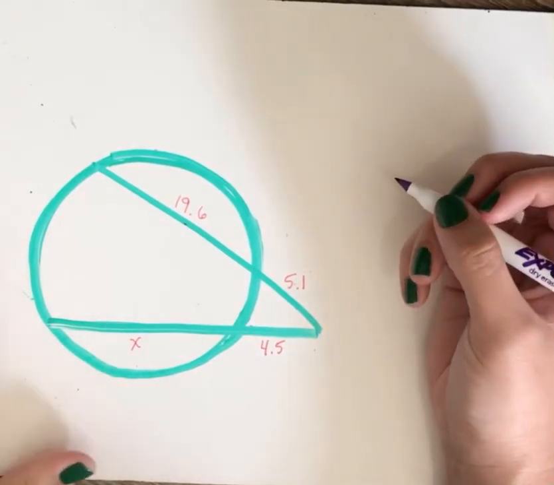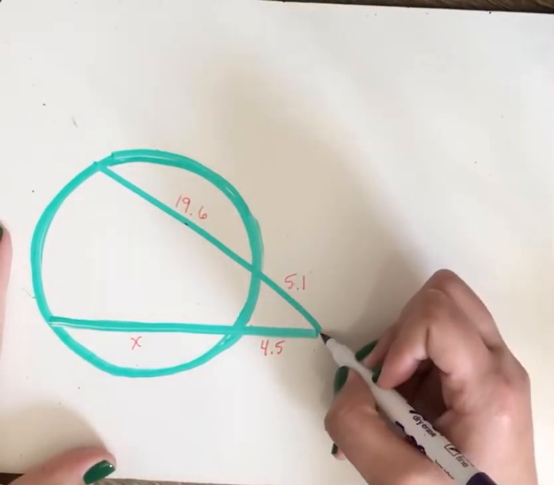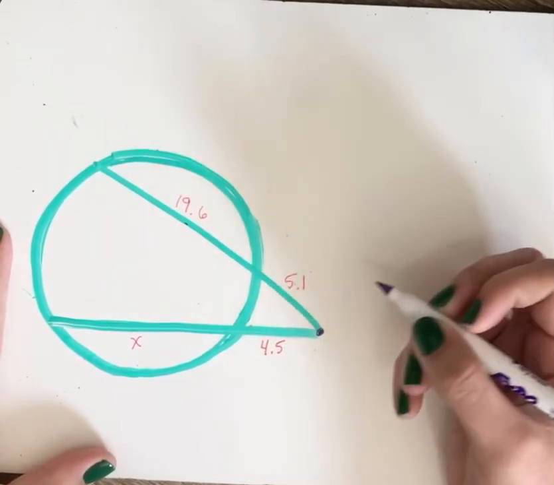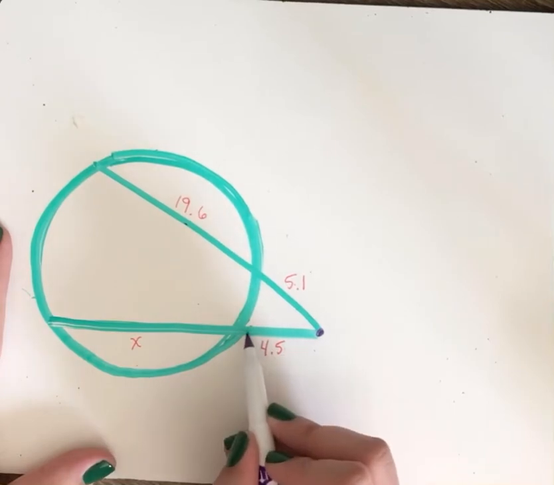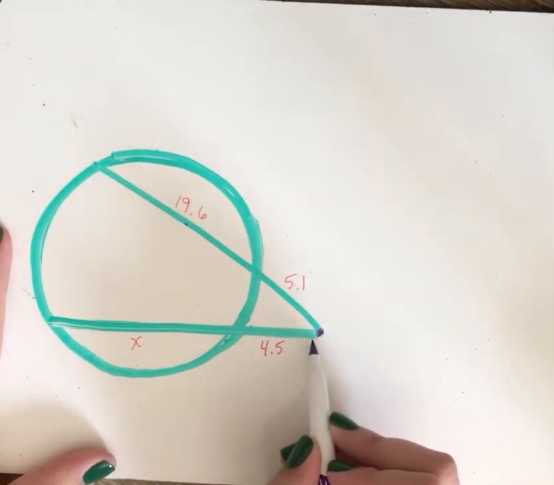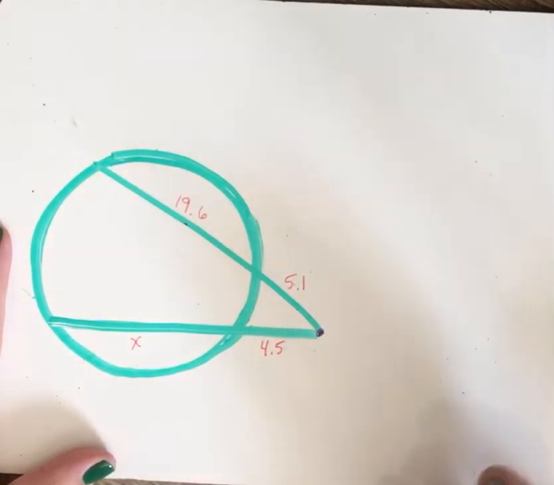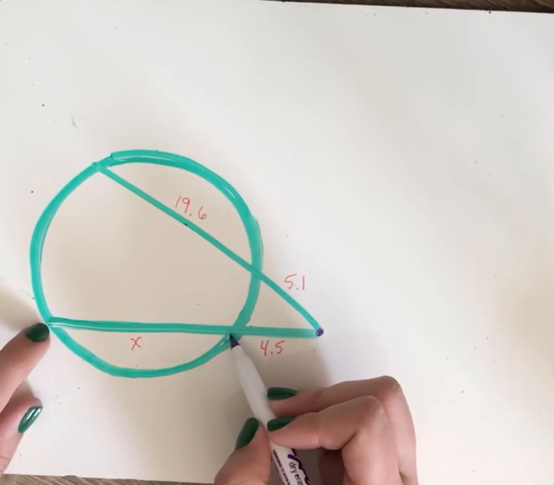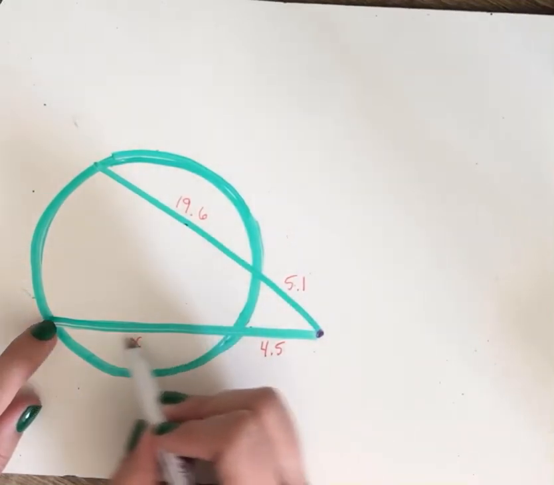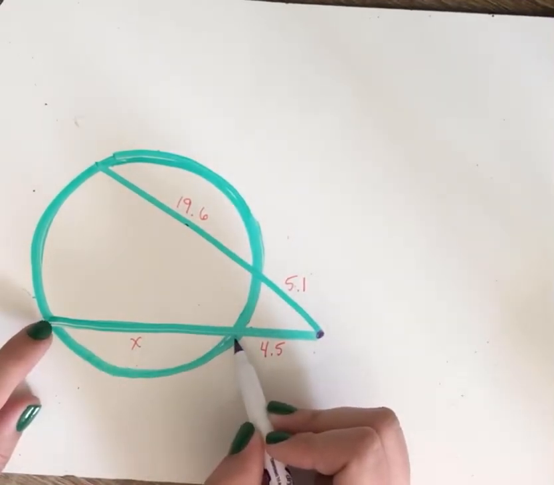In this example, we have two secants that are intersecting at a point outside of the circle. So these are considered secants because on one side, each of these segments does go outside of the circle. Now there's a special formula or process that you can use to determine a missing side length. Here, we're looking for x, which is this portion of the secant that's inside of the circle.